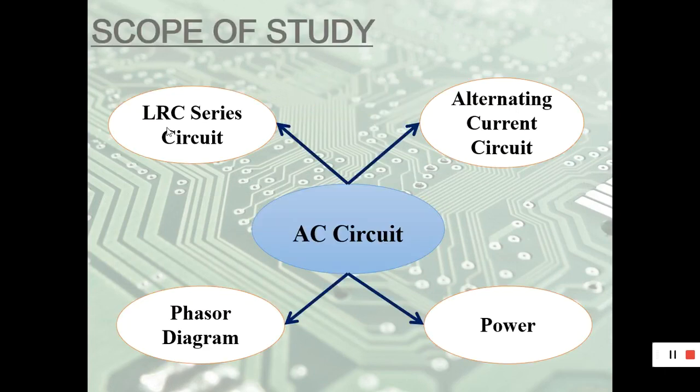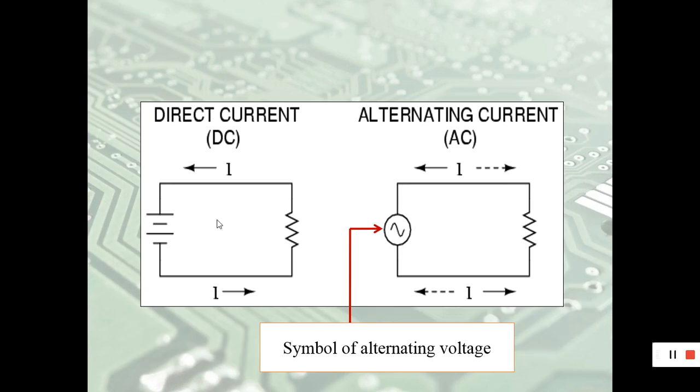So for AC circuit, it consists of LRC series circuit, alternating current circuit, phasor diagram and power. Here you can see the difference between direct current and alternating current. For direct current, the acronym is DC, which stands for direct current, and for alternating current, AC, A for alternating, C for current. The difference you can see is about the direction of the current or electron.